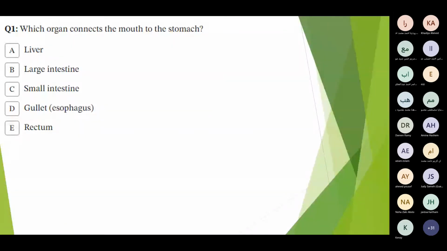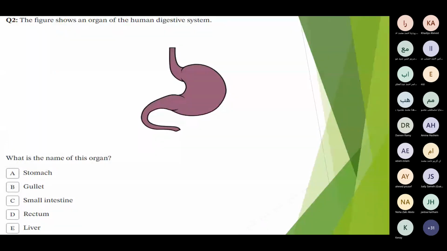Which organ connects the mouth to the stomach? Esophagus. Excellent, Omar. Very nice. Okay. What about Noor? Noor ولا مروان? Noor, yes.